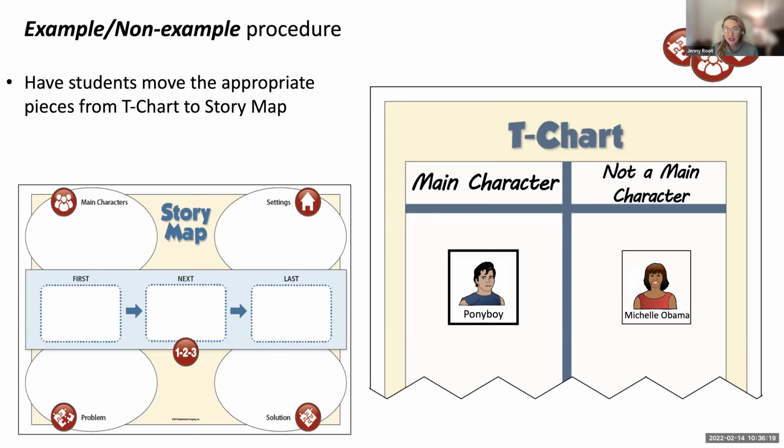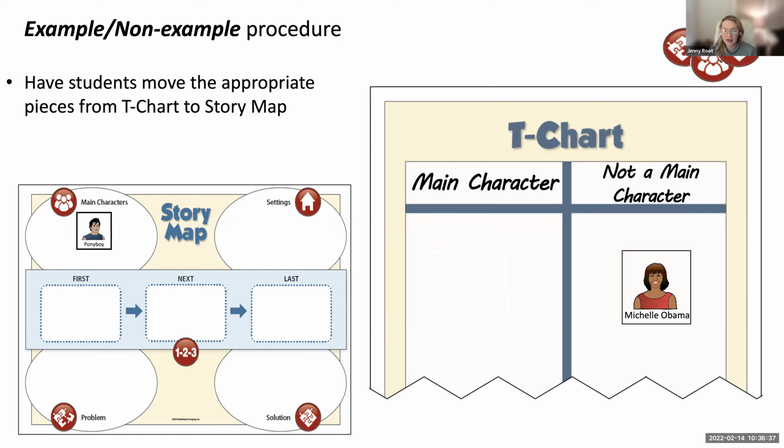Okay, so if we're teaching them main character from not a main character, setting from not a setting, solution from not a solution, they then are able to sort them into those appropriate components on a story map, which is a type of graphic organizer that can support comprehension.